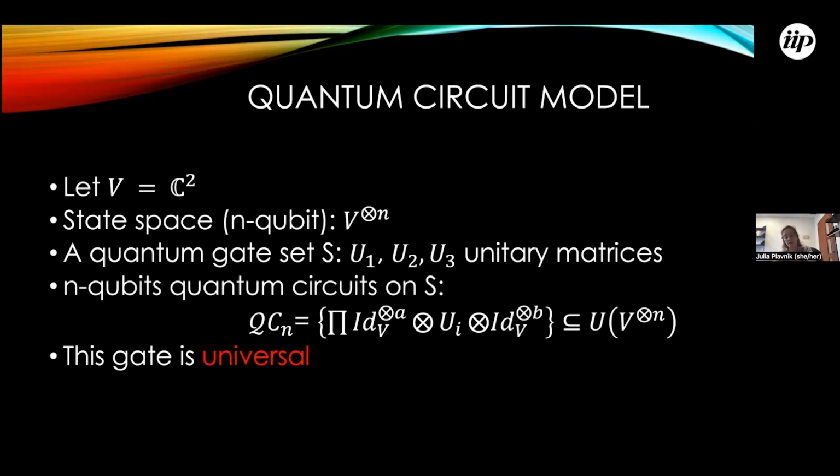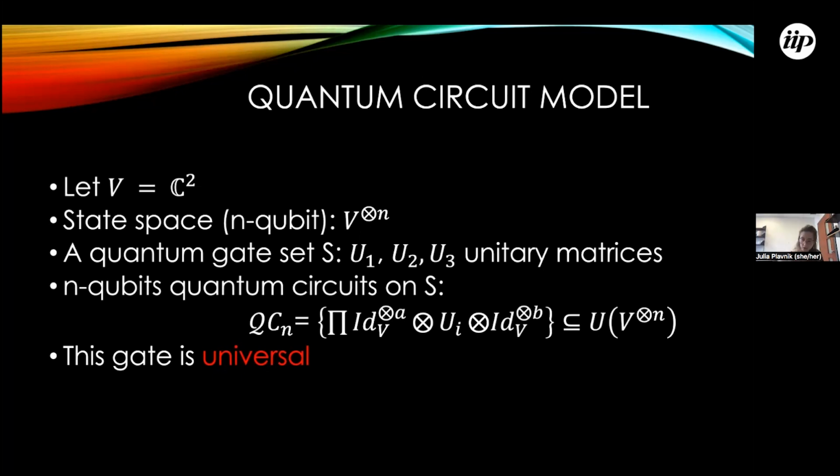And all of these will be unitary operators from V⊗n, our state space of n qubits. And in this specific case, with the three matrices that I picked, U1 being the controlled-NOT, U2 being the T gate or the π/8 gate, some people know it by different names, and U3 being the Hadamard, this gate set is universal.